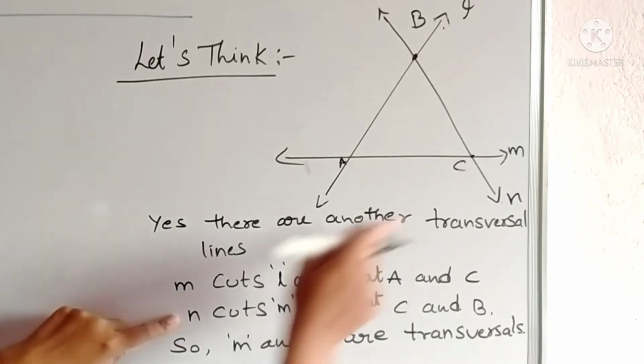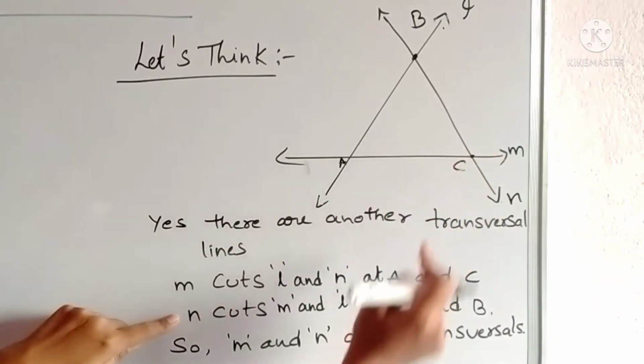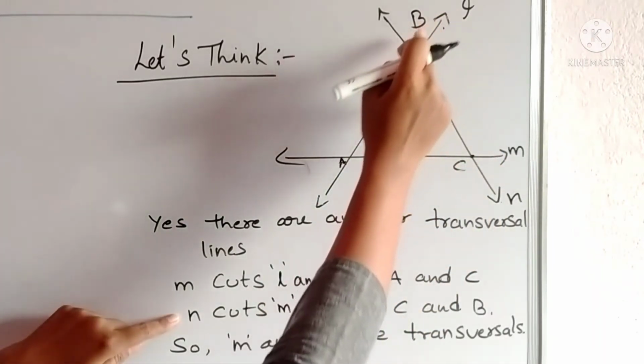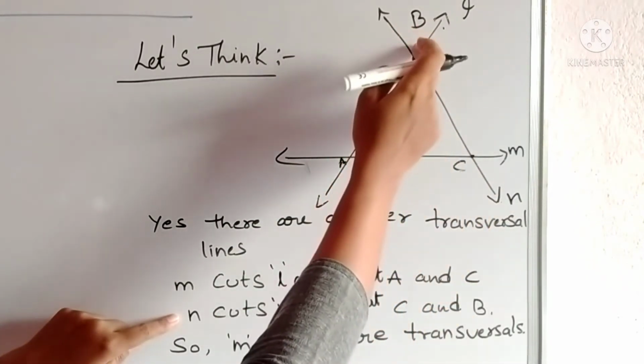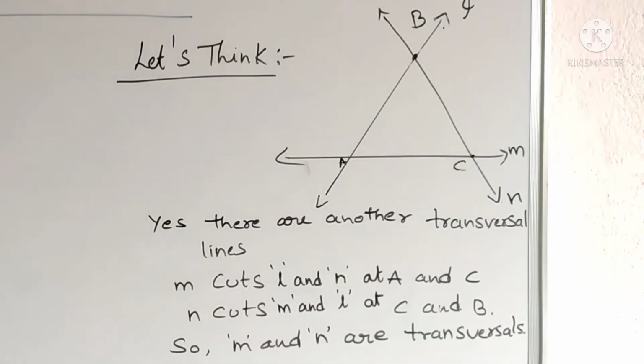Coming to the N, this is N. It cuts M at C and L at B. N and L intersect at B. So two straight lines అనేవి distinct points దగ్గర కట్ చేసింది కాబట్టి M and N are also transversal.